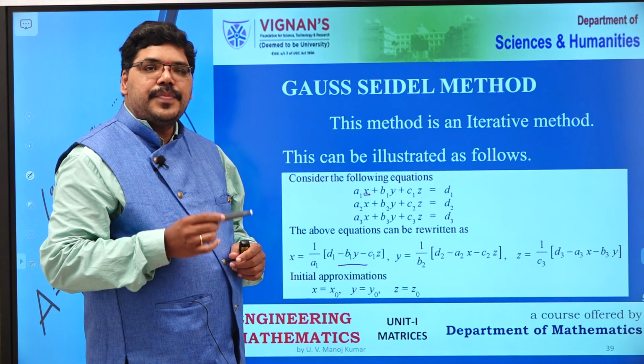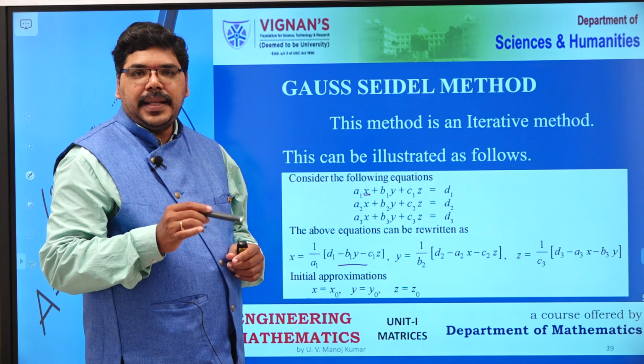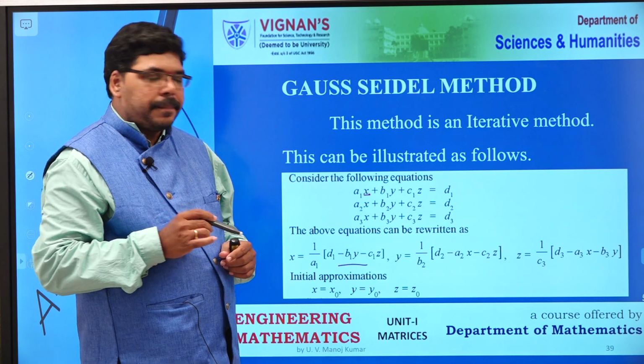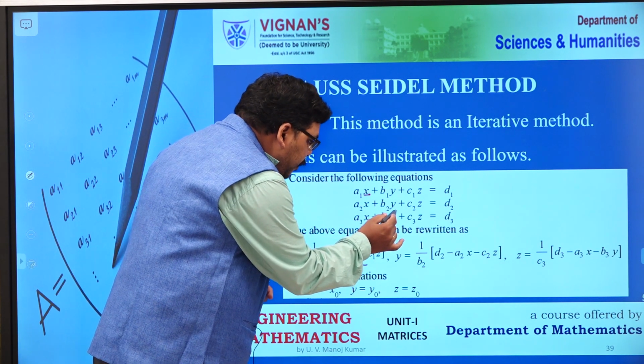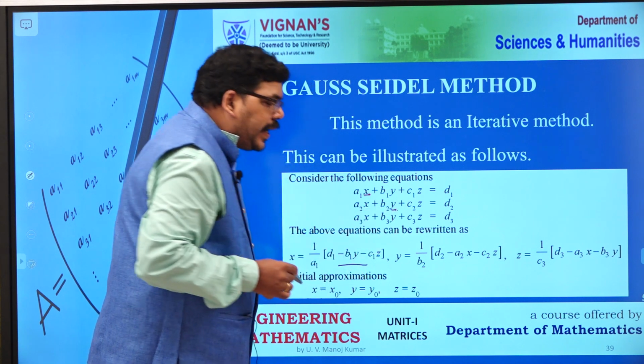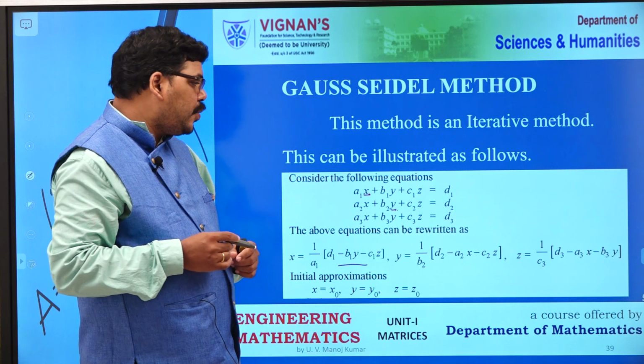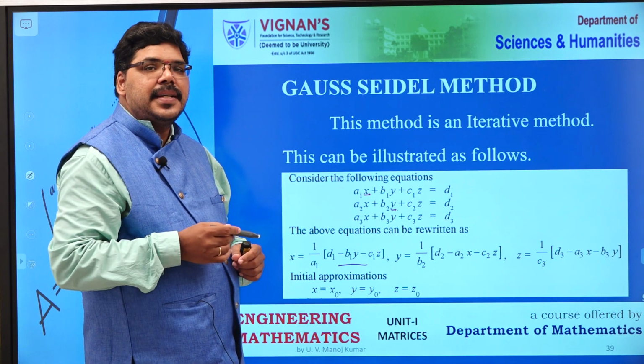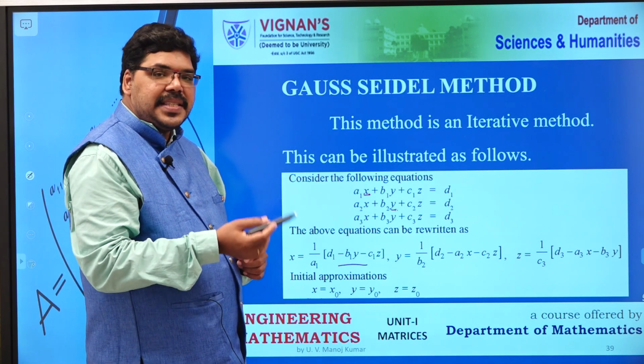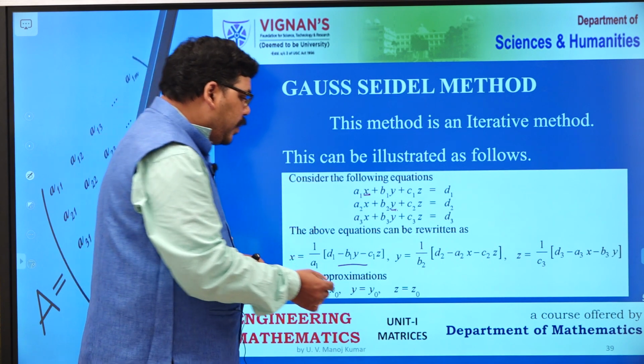Similarly, from the second equation, write the expression for y. So what happens? y equals d2 minus c2z minus a2x divided by b2.